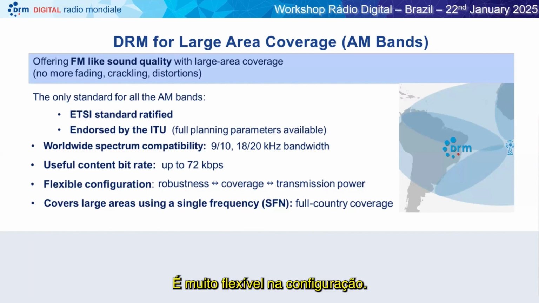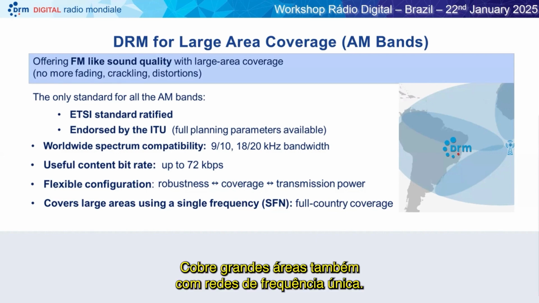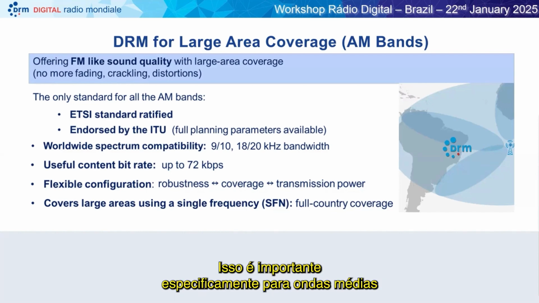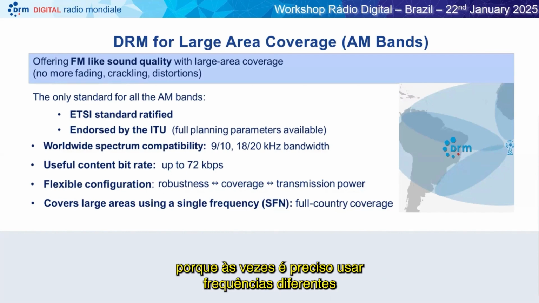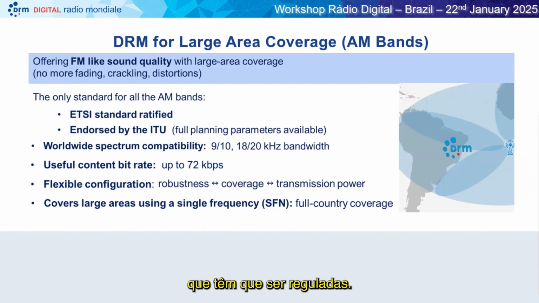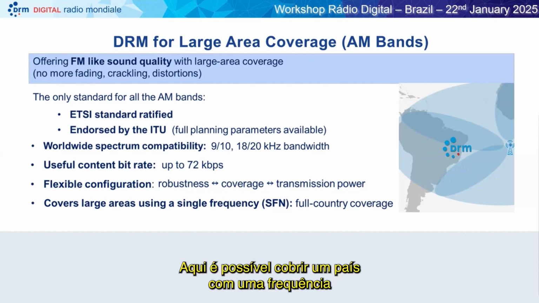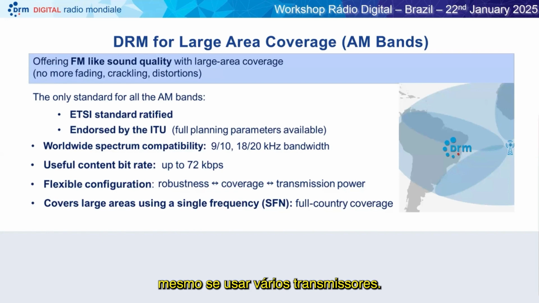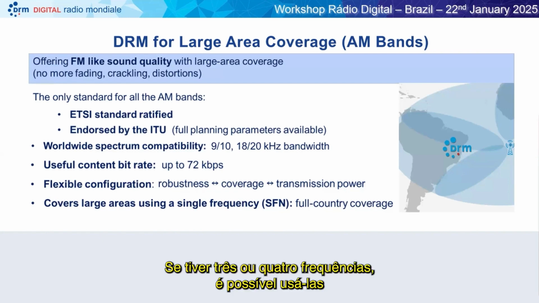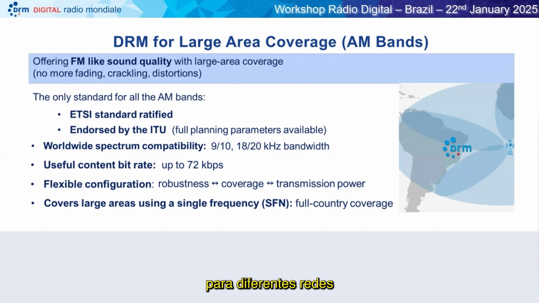It's very flexible in the configuration, robustness, coverage, and transmission power, this triangle, and it covers large areas also with single frequency networks. I think this is important specifically for medium wave, because sometimes you have to use different frequencies that have to be regulated. But here you can cover a country with one frequency, even if you use several transmitters. So if you have 3 or 4 frequencies, you can use them for different networks, and that gives you a lot more space for programs.